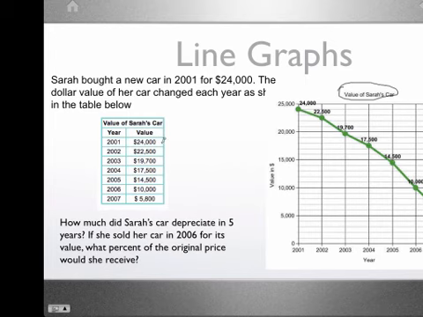Here is the time that she bought it. So 1 year, 2 years, 3 years, 4 years, 5 years. So we're talking about 2006. In 2006, her car is only worth $10,000. So in order to determine the depreciation, what do we do?